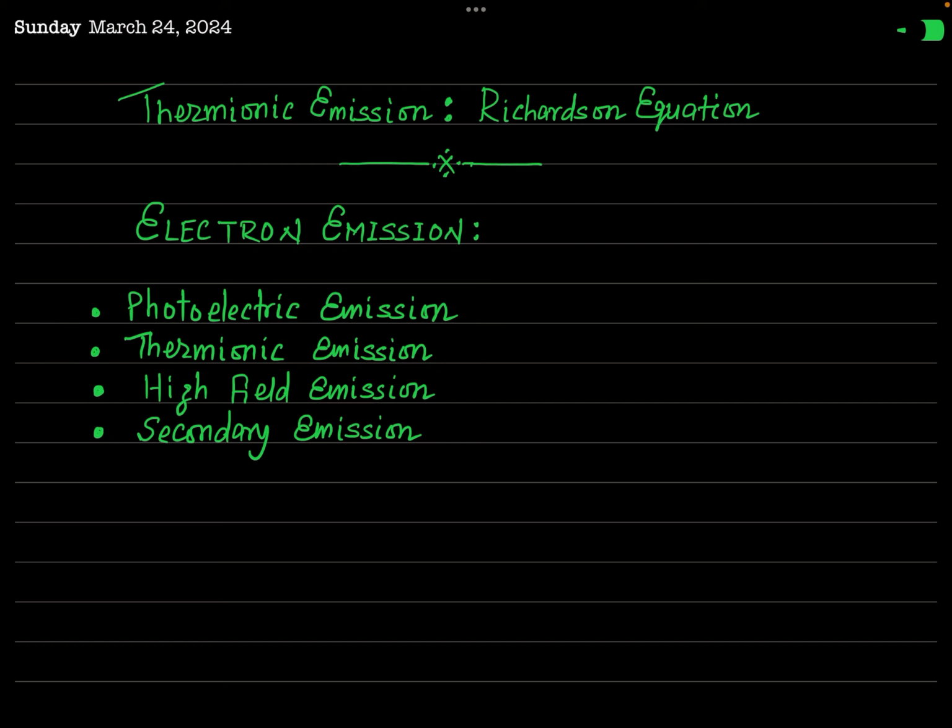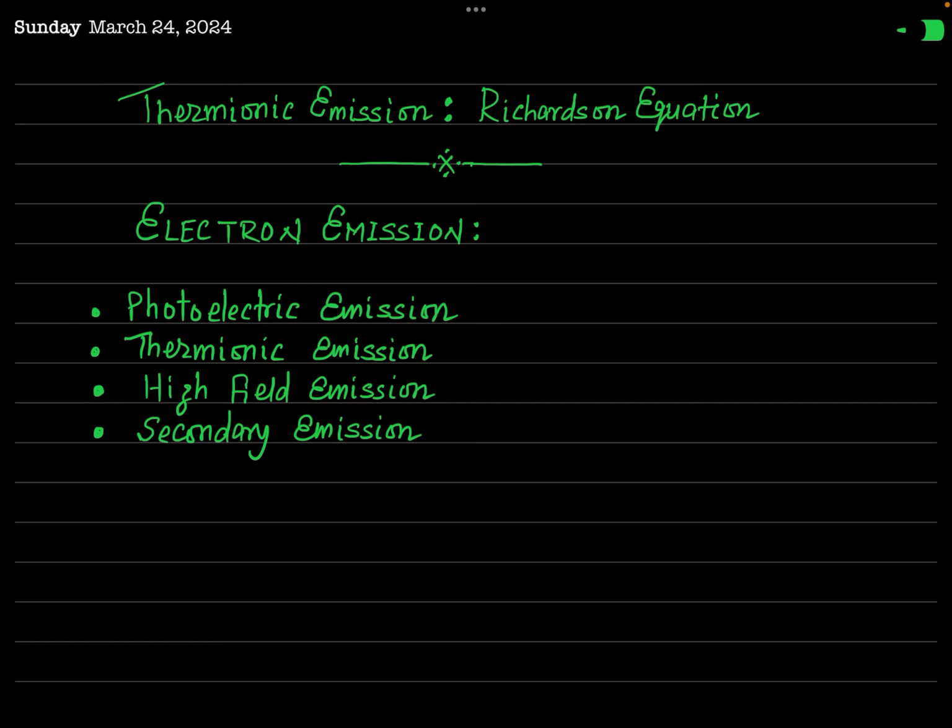And in case of thermionic emission, we will discuss and derive a very important equation which is called the Richardson equation or Richardson-Dushman equation. Okay. When you talk about electron emission, what does it mean?